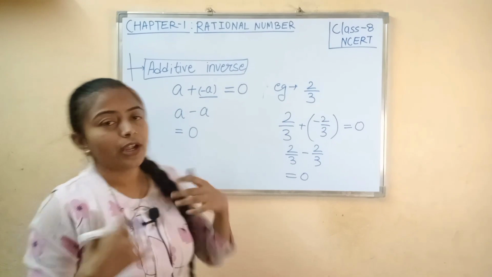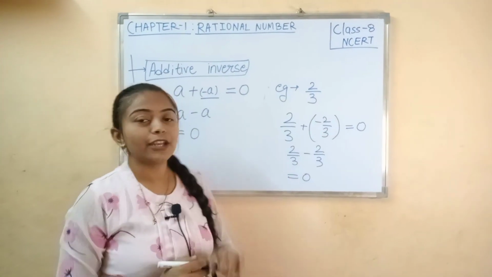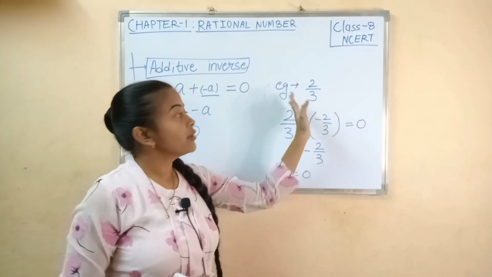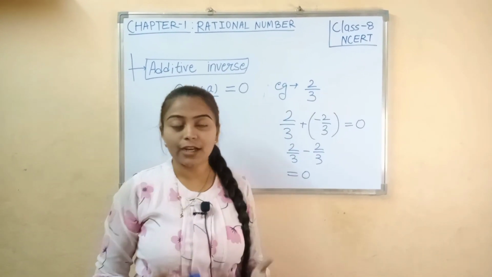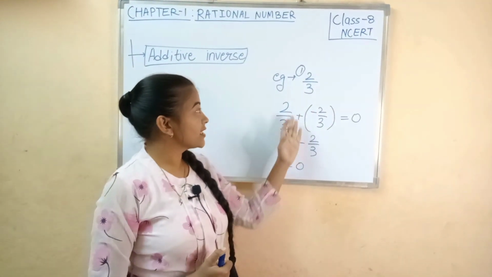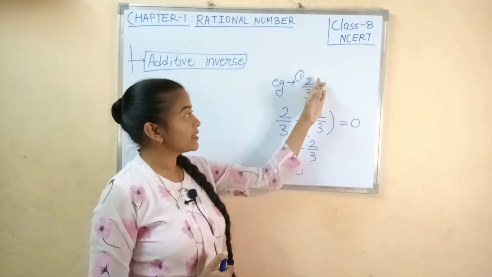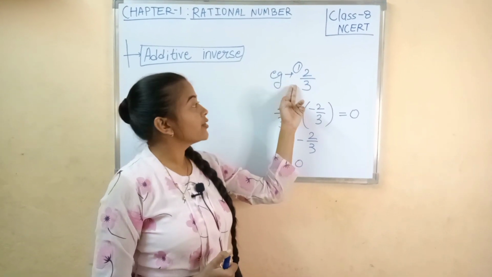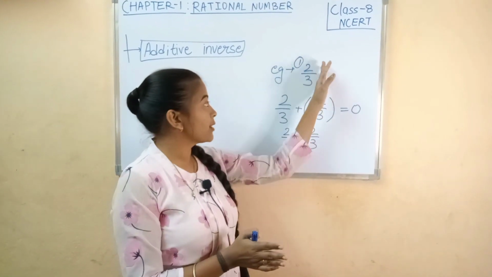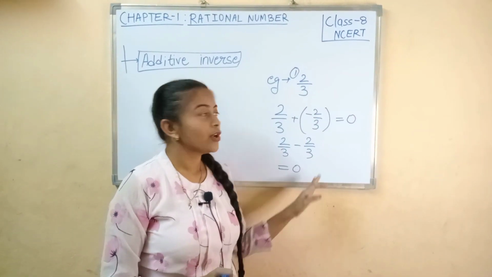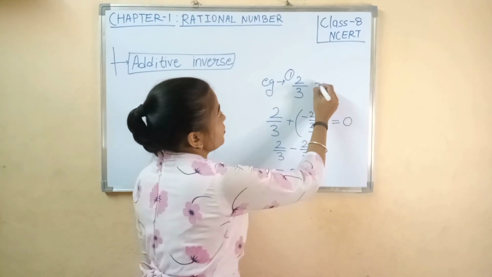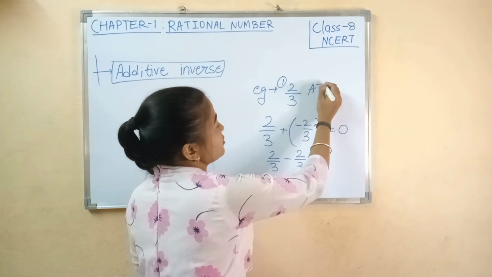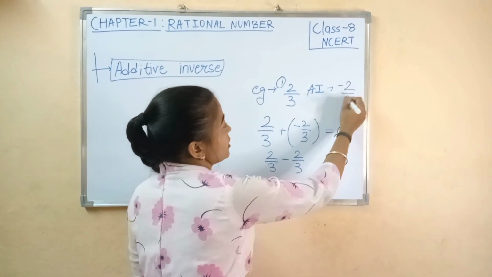We can say, if we have to find the additive inverse of a number, then if it is positive, we take the negative sign. So in this example we have seen that if we add minus 2 by 3 to the positive rational number 2 by 3, what becomes of it? 0. So the additive inverse of 2 by 3 will be minus 2 by 3.